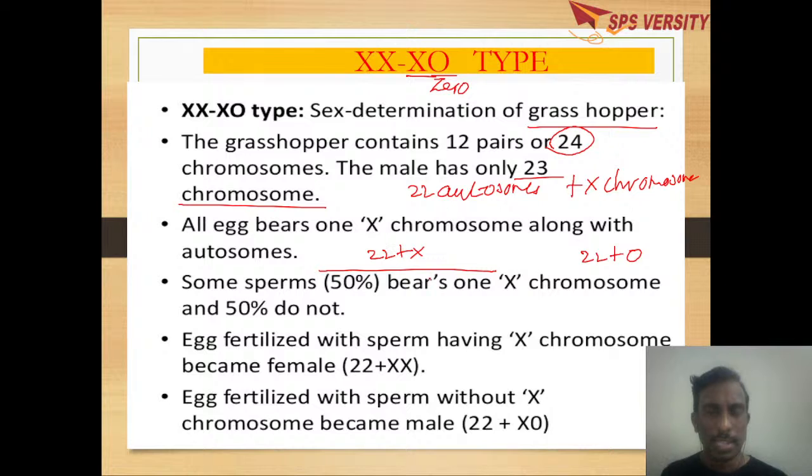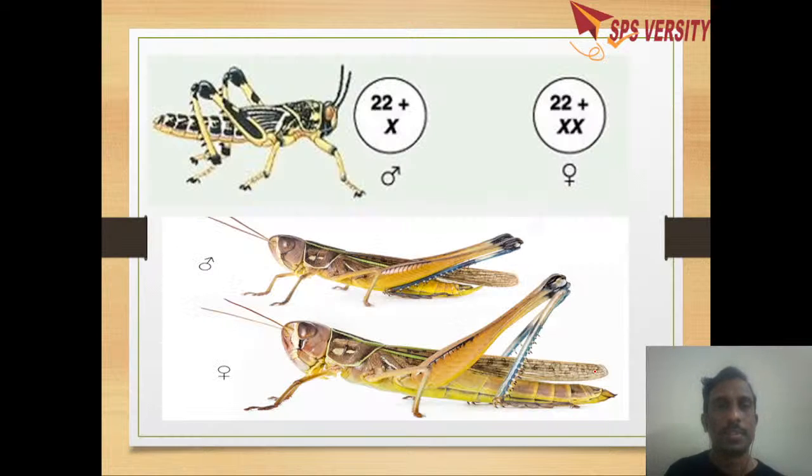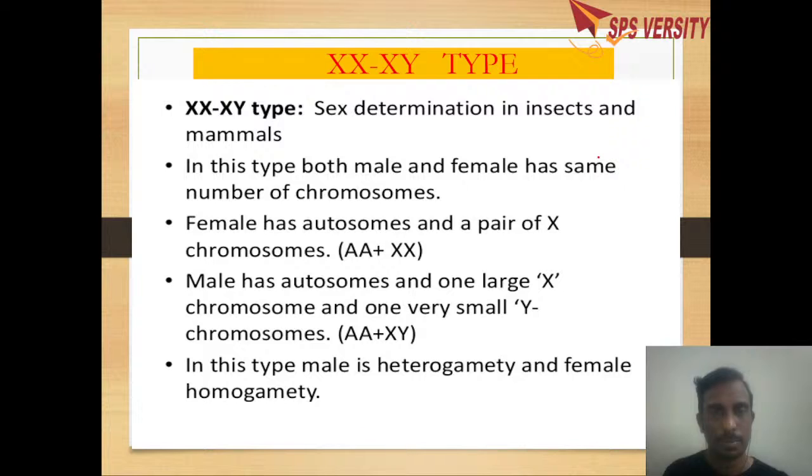That means an X egg which is fertilized with this will get a female. An X egg which is fertilized with this will get a male. That means in male, 22 autosomes, one X chromosome, total 23. Whereas in females, 22 plus 2, 2X chromosomes, total 24 chromosomes. So it is called XX, X0 type of sex determination. So here you can see the male 22 plus X, the female 22 plus 2X chromosomes.